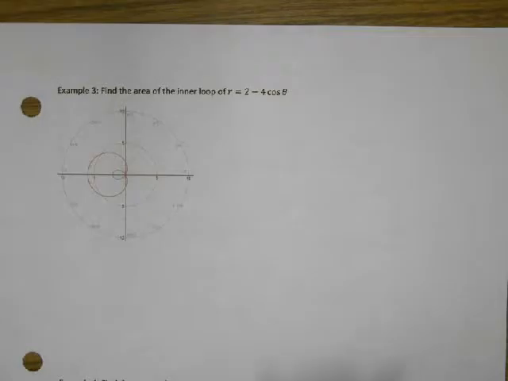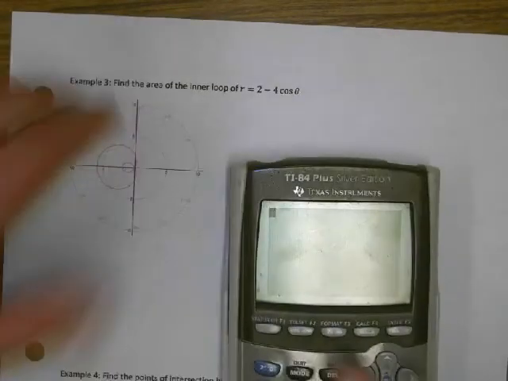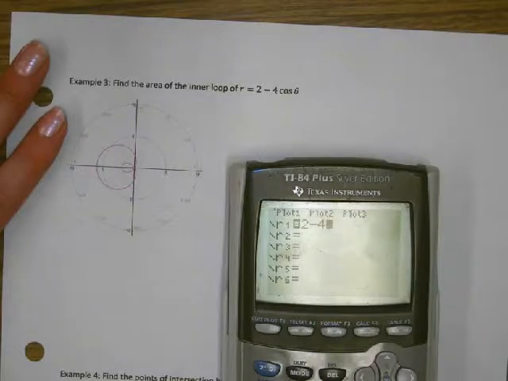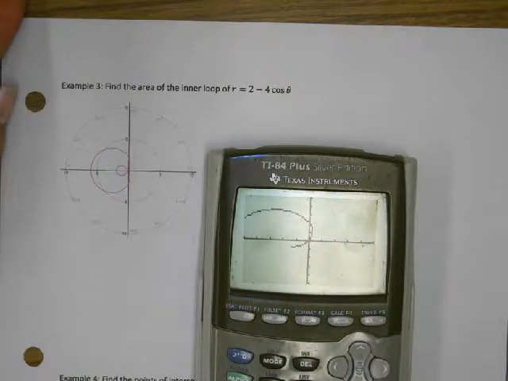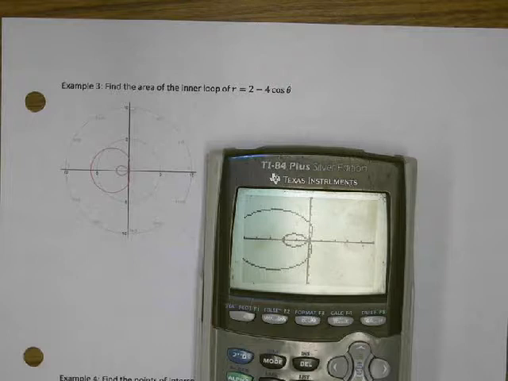All right, so if we graph this on our calculator, 4 cos theta, you're going to notice the same thing happens again where you start off with like part of the inner loop, and then the outer loop happens, and then the outer loop gets finished, and then the inner loop gets finished. And for us to find the area of one loop specifically, we have to have that loop start and finish. We have to know what interval that loop starts and finishes on. So where it starts, where it ends.